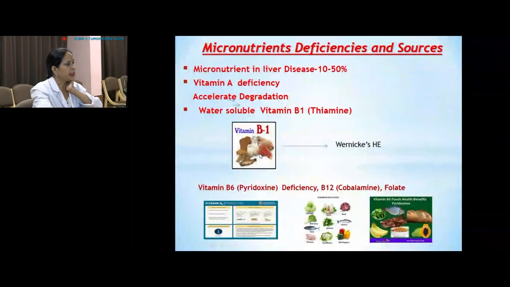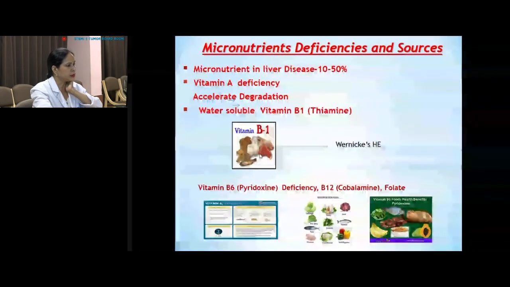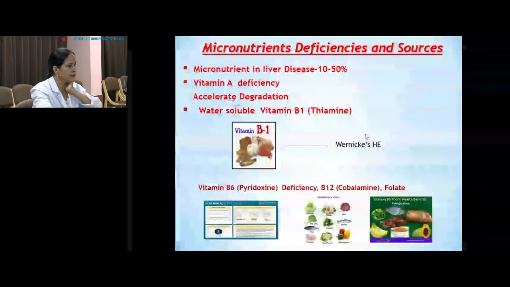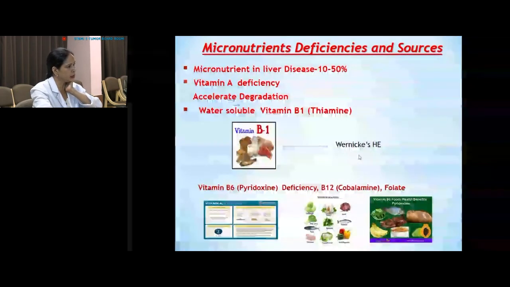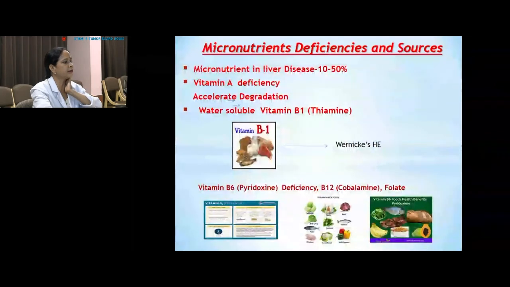It comes from animal sources. Deficiency of thiamine leads to Wernicke's hepatic encephalopathy, also called minimal hepatic encephalopathy. Minimal hepatic encephalopathy can be prevented with thiamine infusion in the acute phase. Thiamine infusion is also recommended, but I am not going into that. It is better to encourage and enhance the dietary intake of thiamine in the form of milk, meat, fish, nuts, and all.